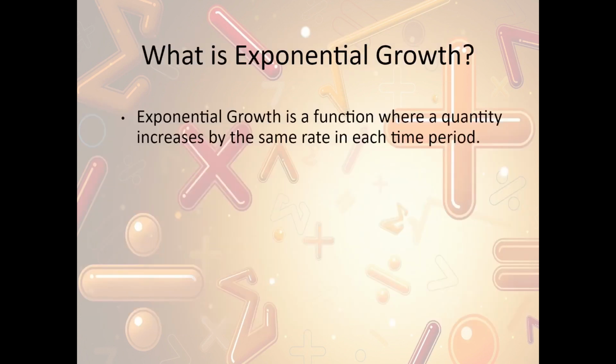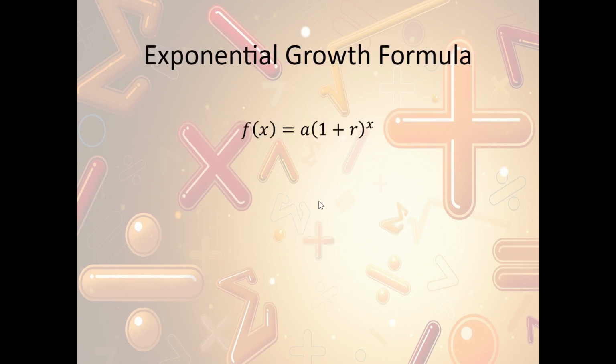Now, what is exponential growth? Exponential growth is a function where a quantity increases by the same rate in each time period. For example, money in a savings account. I put money into my savings account, my money increases with interest, and it goes up exponentially. Now, what is the exponential growth formula? The exponential growth formula is f of x, or y, is equal to a times 1 plus r to the x power.